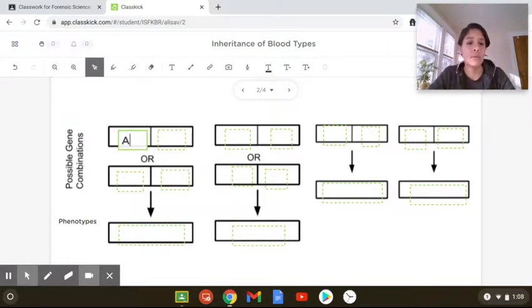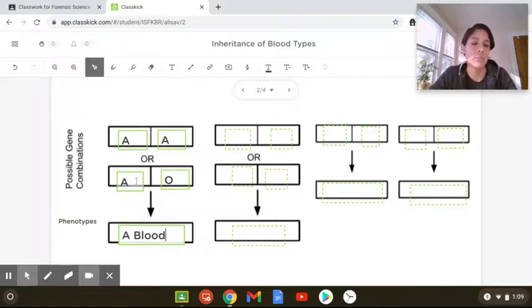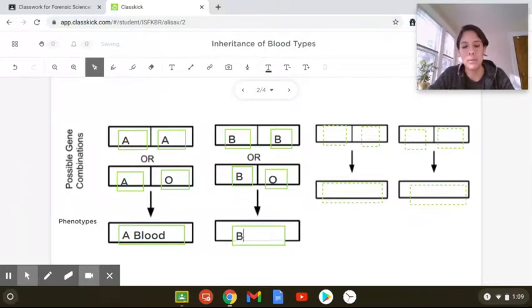If you get an A gene from mom and an A gene from dad, or you get an A gene from dad and an O from mom, or vice versa, you're going to have A blood. Because each combination has an A present, that's a dominant gene, so it is going to produce the A proteins on the outside of the red blood cell. You're going to have A blood. If you have a B and a B, or a B and an O, you're going to have B blood.